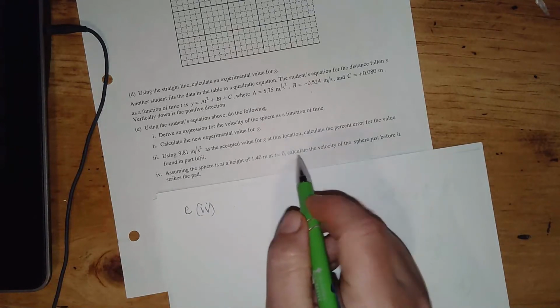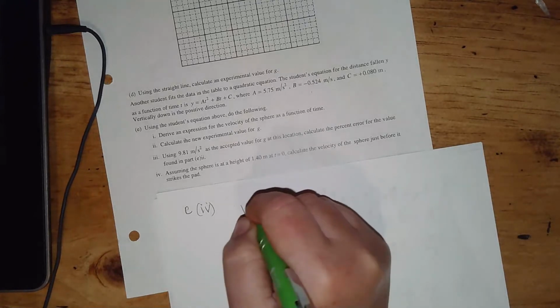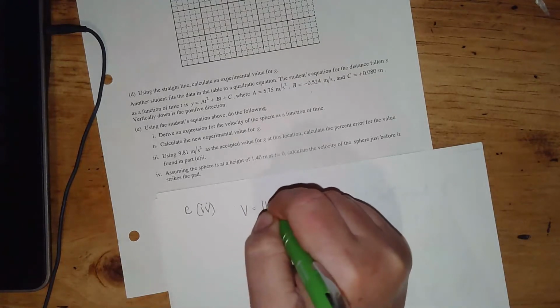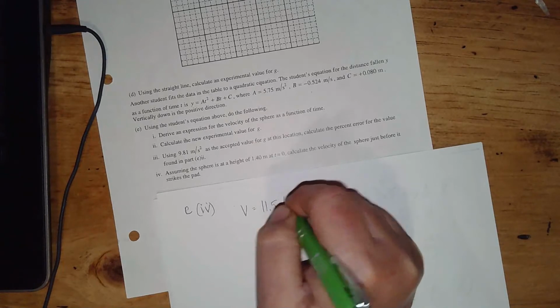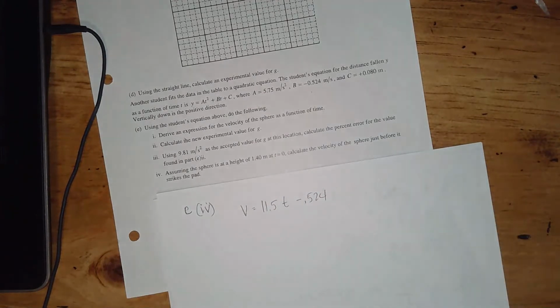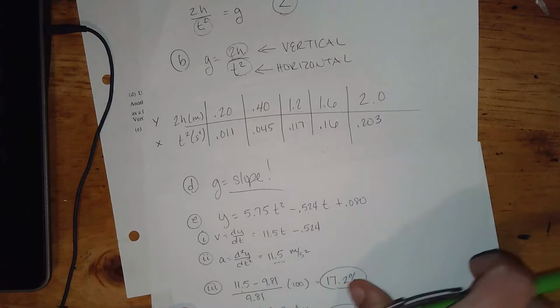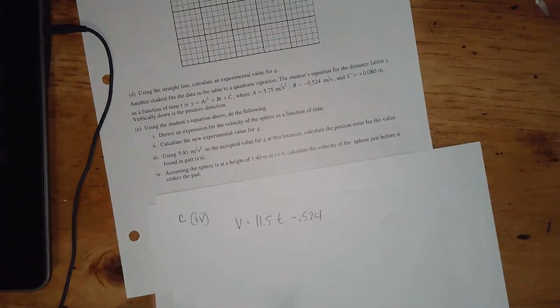just before it strikes the pad. So I'm looking for that velocity, which we said was 11.5 t minus 0.524. That was our velocity equation that we had. That was 11.5 t minus 0.524. So I'm going to go back to that position equation.